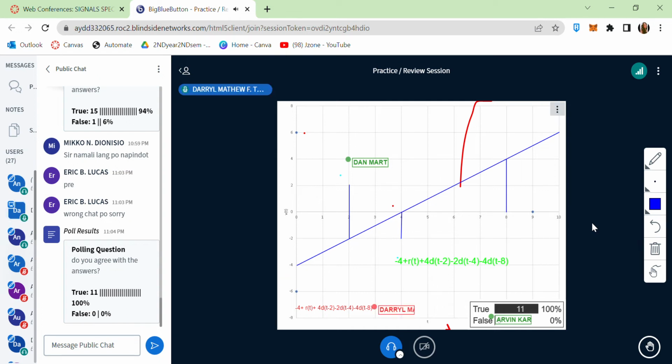I think we can move on to the next. So now we're going to start moving on to ramps. We're going to consider a case na purely ramp lang tayo.